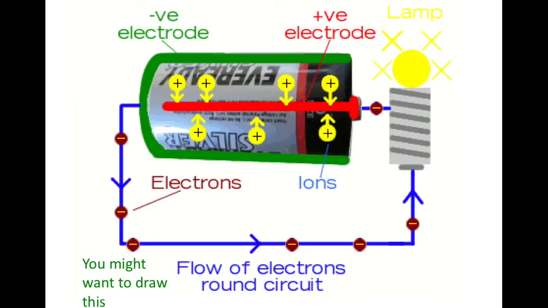Let's look at what happens inside the battery. So batteries have three parts. There is a negative electrode, which is shown in green, and this encapsulates the entire battery. The positive electrode, which is shown in red in this diagram, and a liquid or solid that separates the electrodes, and this is called the electrolyte.